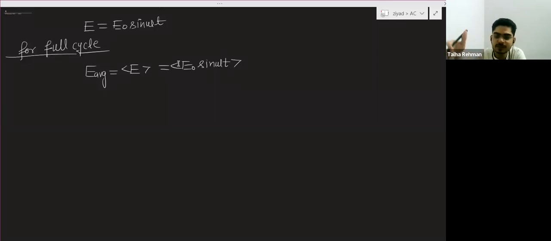That method of integration is lengthy as compared to this. So what you will do, this E naught is the constant value, and if you take the average of a constant value, again you will get the constant value.